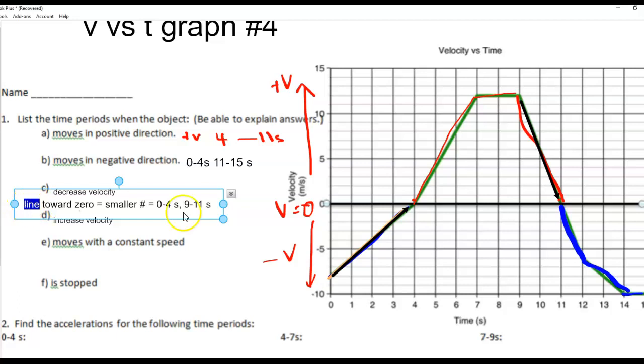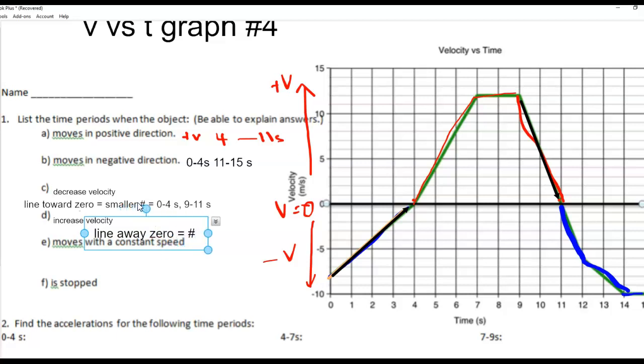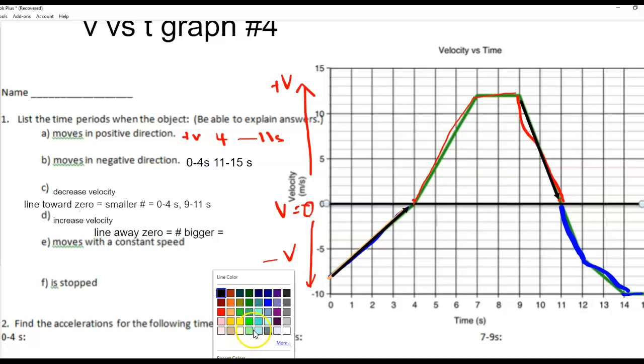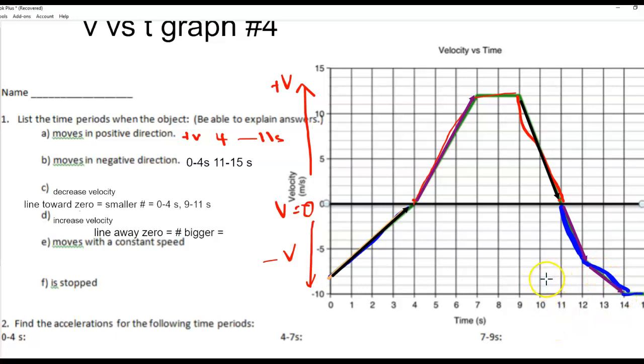For increasing velocity, it's when the line goes away from zero. That means the number is going to get bigger for the velocity. You can look at this on the values on the side, or you can look at it in terms of, again, the line moving away from zero. So if we do the lines away from zero, I'll get a different color here. This line here is moving away from zero, and these lines from there to there and there to there are moving away from zero. So the values are getting bigger again.